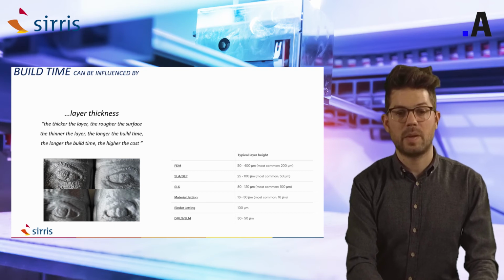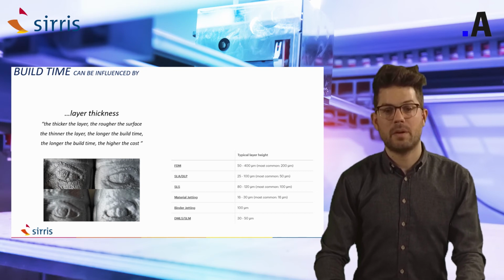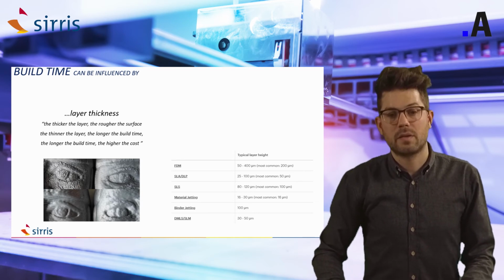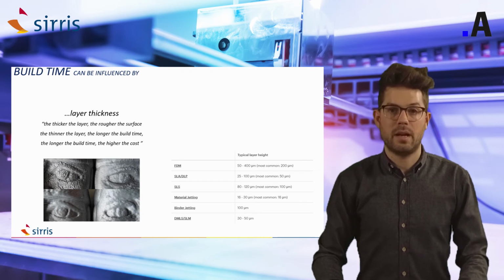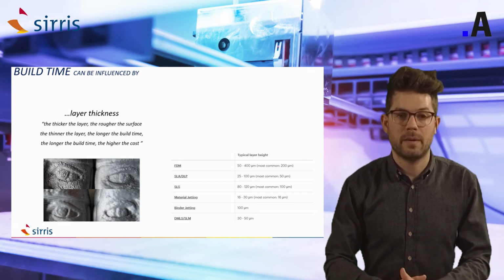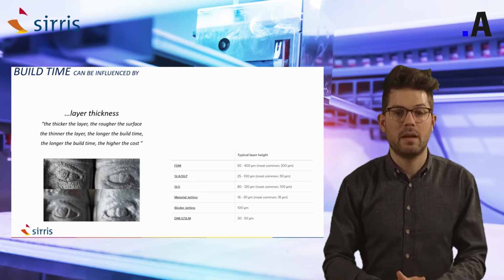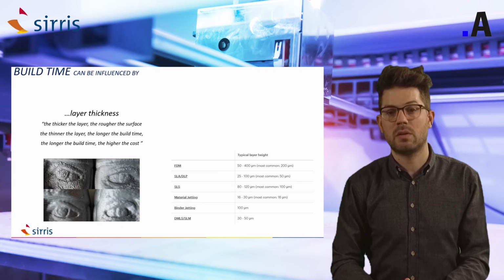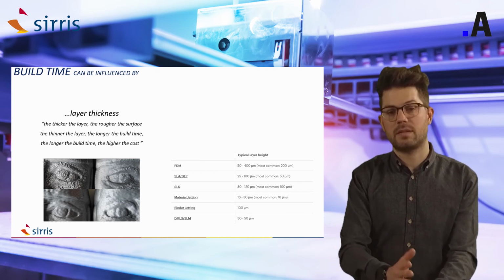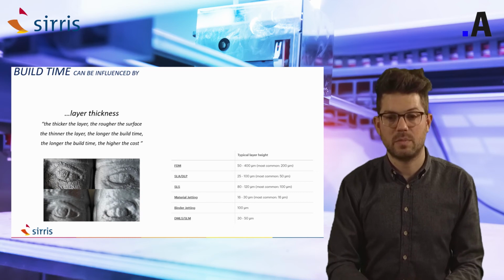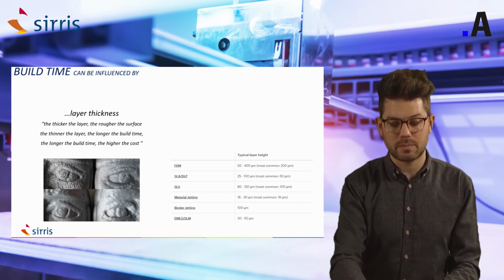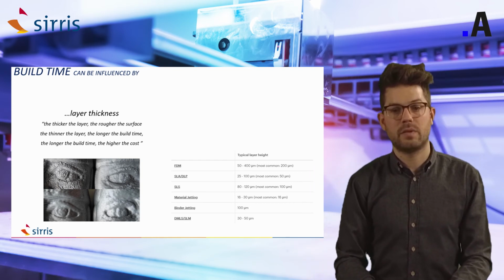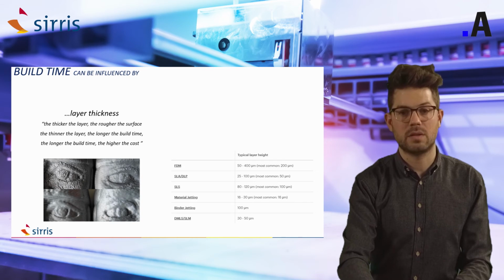And this you can see in the picture, a part made with FDM in polymer. At the top left, you see a very thick layer. At the bottom right, you see a very thin layer. So the bottom will print much longer, but as you can see, the quality of the surface is much better. On the right, you see a comparison of the typical layer heights of different additive technologies.